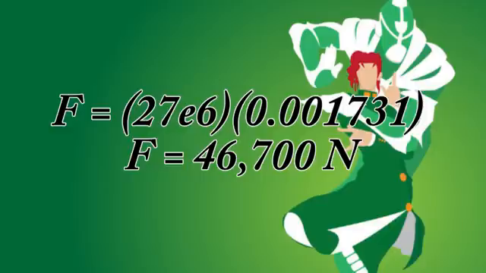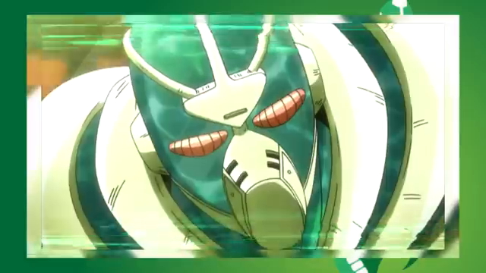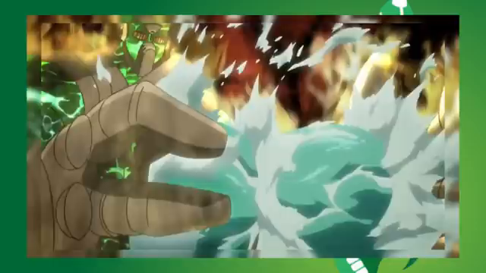of 46,700 newtons. Next, we'll use what's called impulse, or the collision time times the force. And the velocity upon impact can be written as the impulse divided by the mass. We can approximate that the time of interaction for the Emerald Splash is similar to that of a billiard ball.